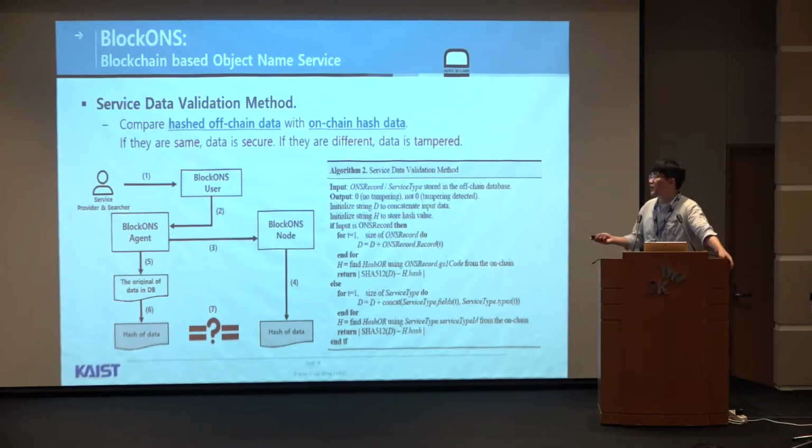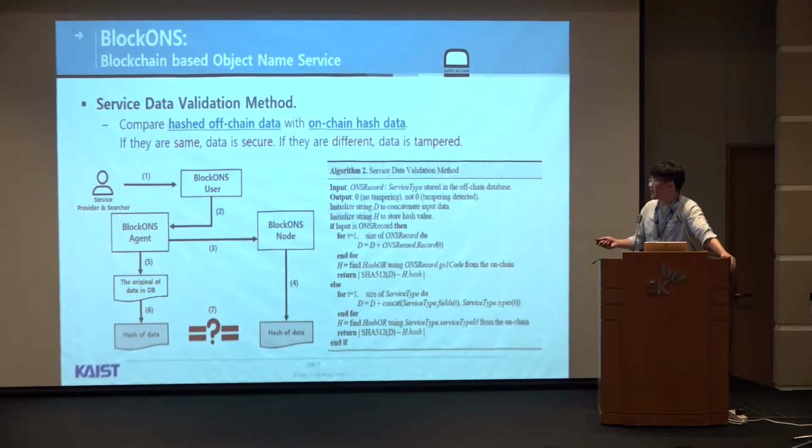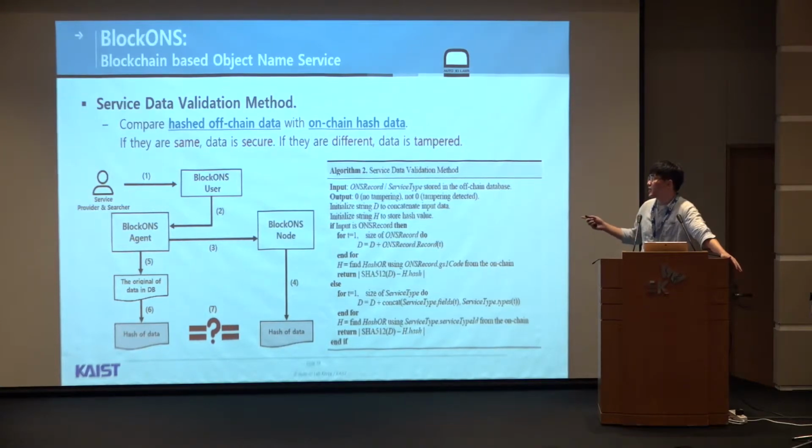And the second one is the service data validation method. I said to compare the hashed off-chain data with the on-chain hash data.